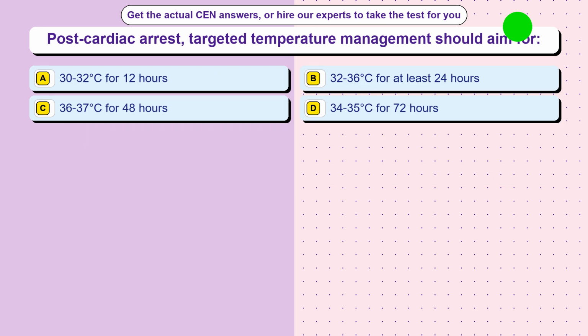Question 68. Post-cardiac arrest, targeted temperature management should aim for: Option A, 30 to 32 degrees Celsius for 12 hours. Option B, 32 to 36 degrees Celsius for at least 24 hours. Option C, 36 to 37 degrees Celsius for 48 hours. Option D, 34 to 35 degrees Celsius for 72 hours.